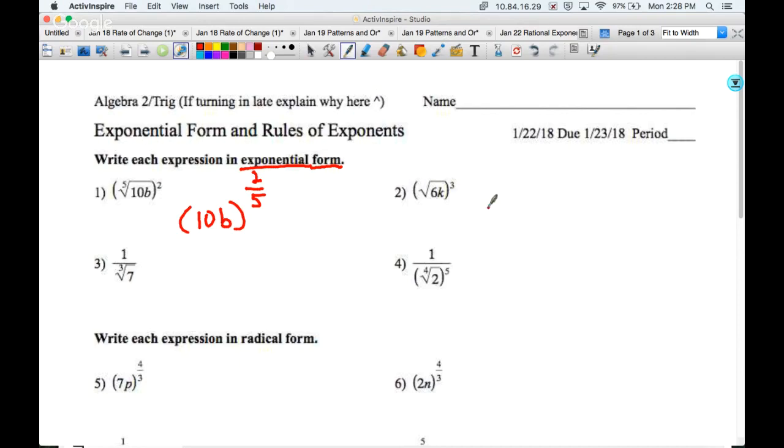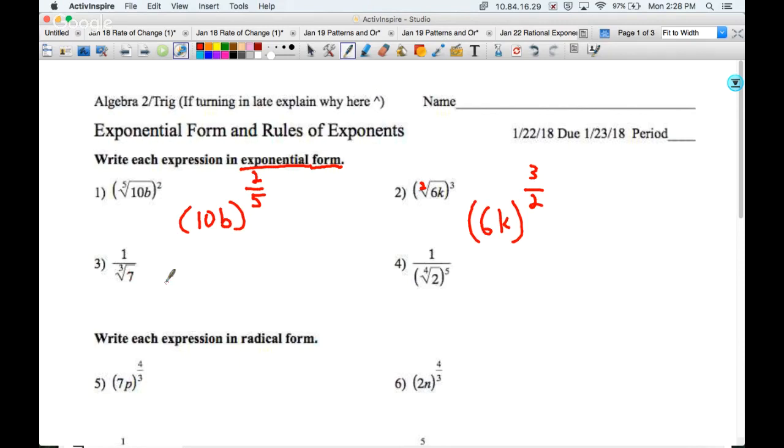Same thing with number 2, 6k to the power of, the 3 goes on top, well, what goes on bottom? Well, the index of this radical should go on the bottom. I don't see a number here, but it is a square root problem. So the index, although we don't write it, is always a 2. So this should be 6k to the power of 3 over 2.